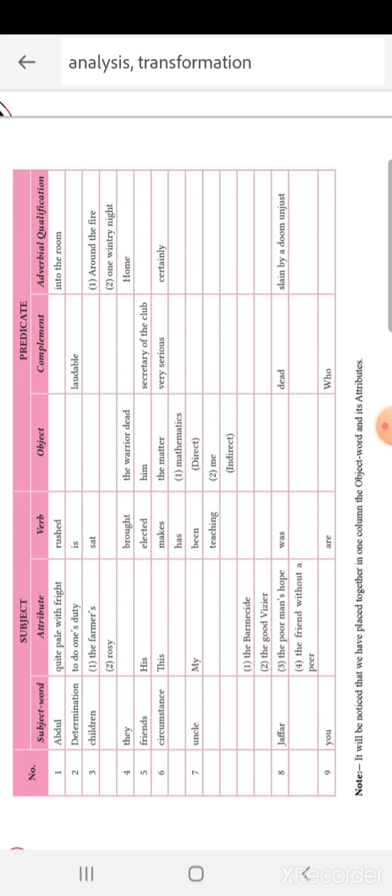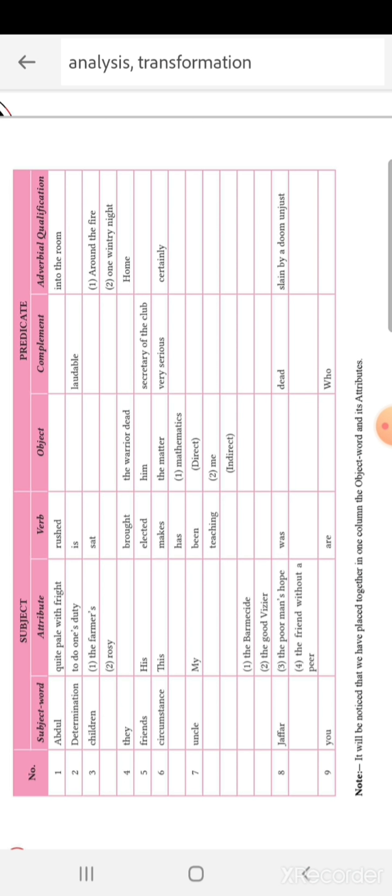The next example is, they brought the warrior dead home. They brought: they is the subject word, and it is a simple subject because it doesn't have any attribute or modifiers. They is a single word, a simple subject. Brought is the verb. What did they bring? They brought the warrior dead home. The warrior is actually the object.